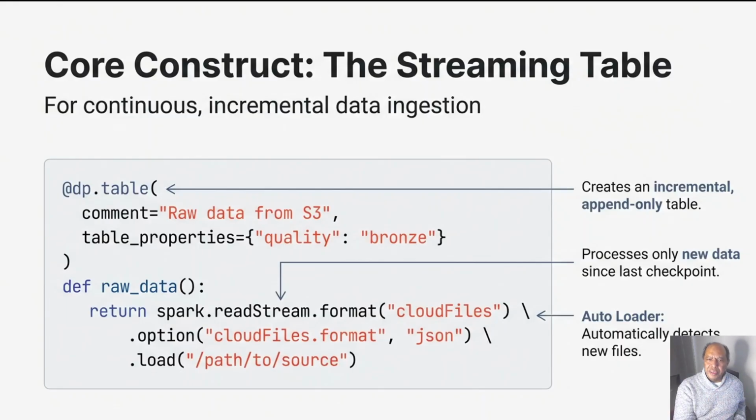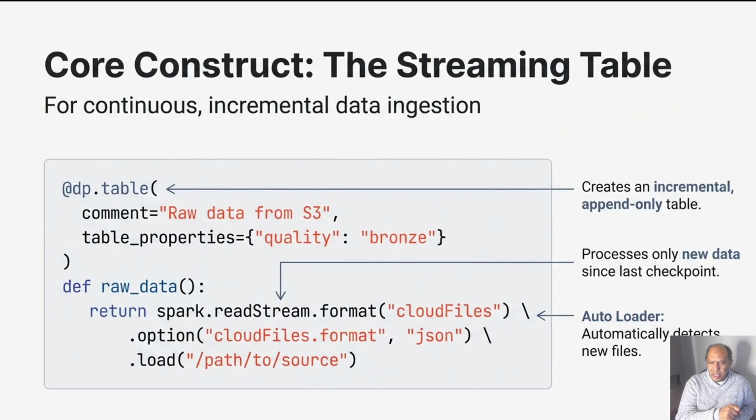And the third is that autoloader automatically detects new files. You don't need to poll the directory. You don't need custom file watchers. You don't need to maintain state about which files you have processed. The autoloader handles all of that complexity for you. It is scalable, efficient, and handles schema evolution gracefully as well.